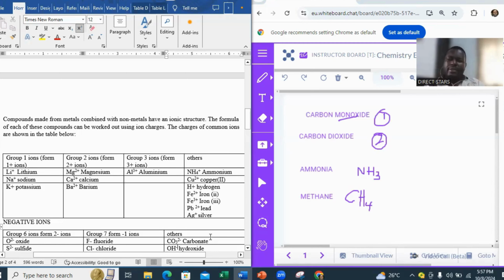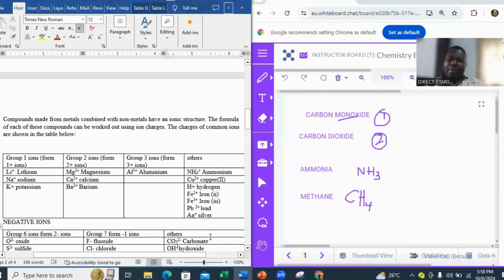So the first thing that we need to learn to be able to write the formula of a compound is to get the charges of the ions of the elements that constitute that compound. So the trick is very simple. When you have group 1 metals from your periodic table, you can look at your periodic table.